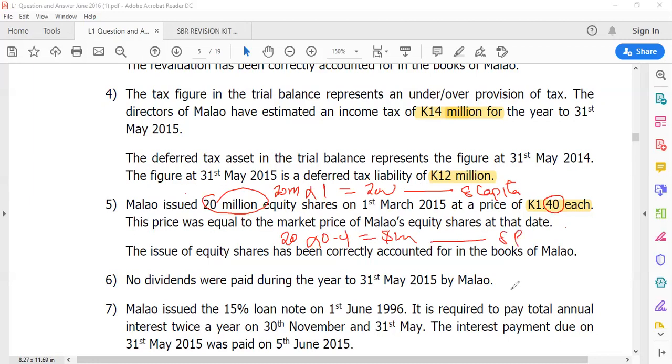As easy as that. The par value is 1. He sells at 1.4, meaning he's benefiting 0.4. So to avoid confusing yourself, simply multiply the par value by the number of shares, 1 by 20 million. Then the difference, 0.4, you multiply by the number of shares again. Then go and post.